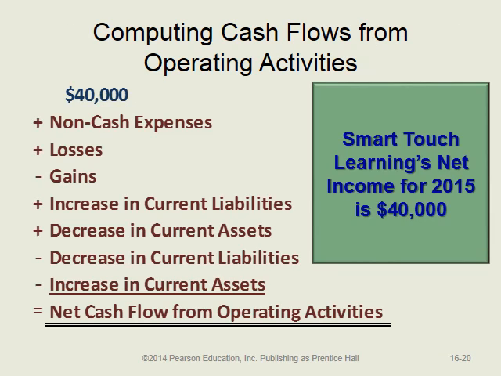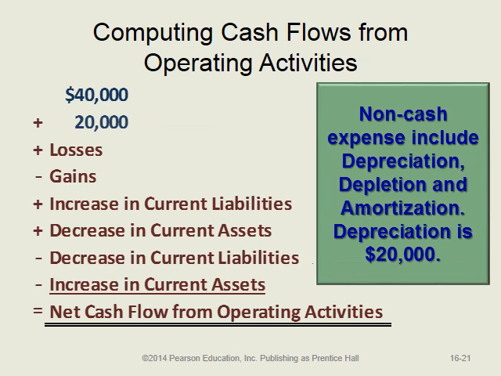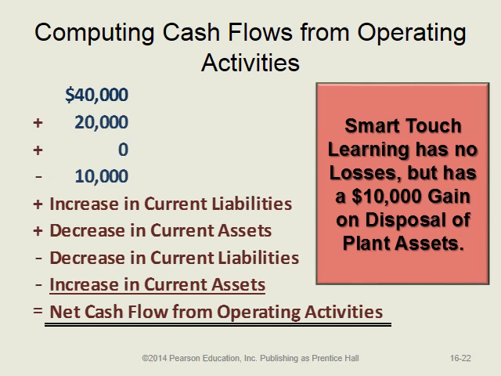If we want to see how cash flows from operating activities works with numbers, let's look at this example of Smart Touch Learning. Assume that Smart Touch Learning's net income for the period was $40,000. We will put that in our starting slot for this computation. If Smart Touch Learning has depreciation expense of $20,000, we will treat that as a non-cash expense and simply add that to net income. Smart Touch Learning has no losses during the period, but they do have a $10,000 gain from selling plant assets. The $10,000 will be subtracted from net income.